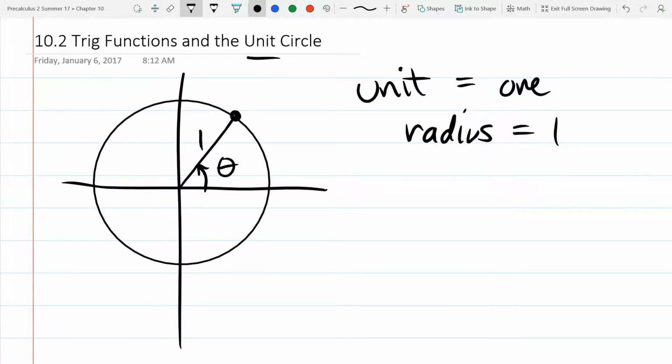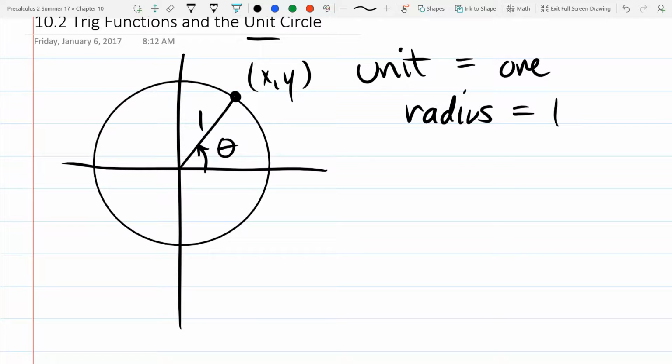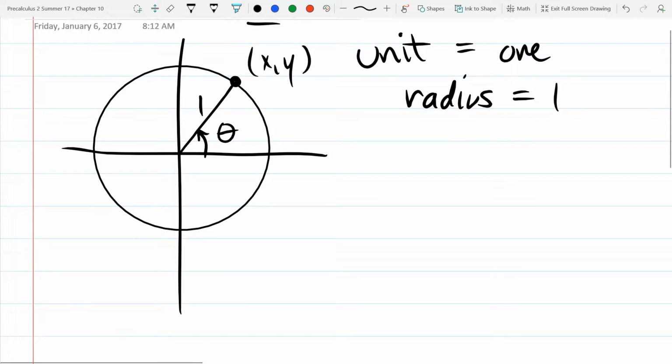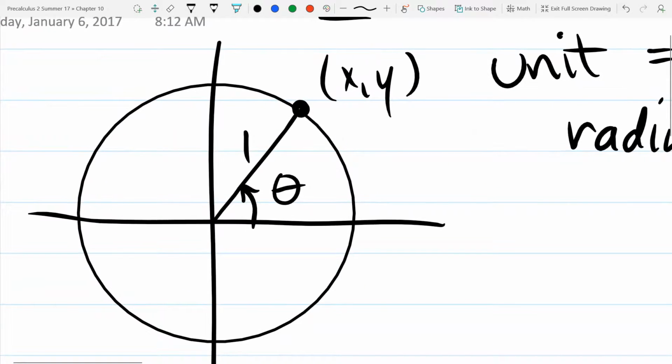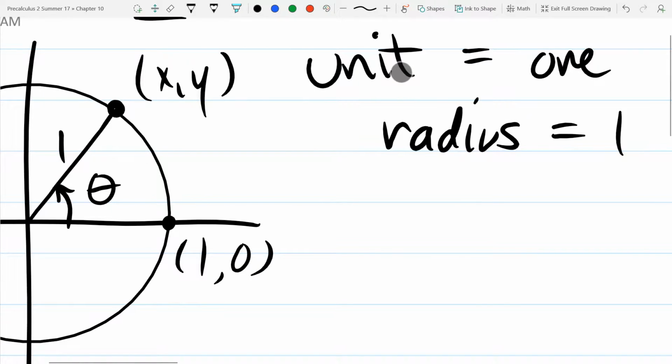Now I want to think about the point out here. Obviously it has an x-coordinate and a y-coordinate. And how do the x and y coordinate relate to theta? So we'll zoom in a little bit on this circle. So when theta is 0, you could probably tell me right away x and y. X is 1, y is 0. So y is definitely 0, so you're not going up and down at all. X is a 1 because the radius equals 1.